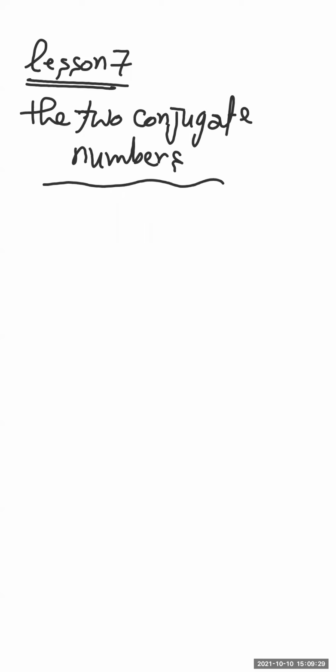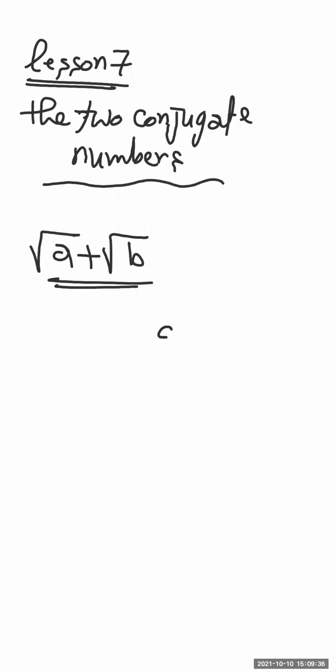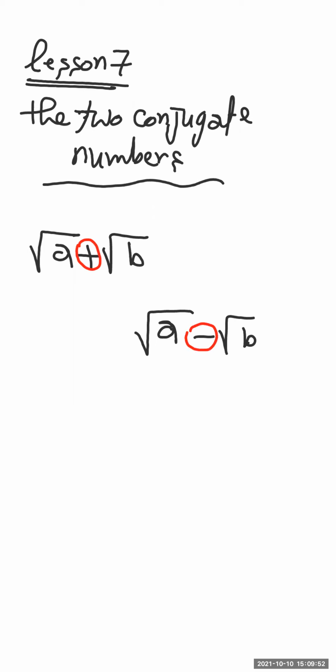Two conjugate numbers means if there's a number like square root of a plus square root of b, the conjugate for this number will be square root of a minus square root of b. So a number and its conjugate are the same numbers, but the only difference between them is the sign. The middle sign is the only difference.